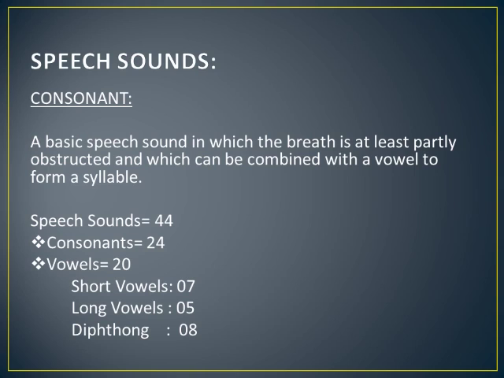As I told you earlier, speech sounds are divided into consonants and vowels. There are 24 consonants and 20 vowels. The short vowels are 7, long vowels are 5 and 8 are diphthongs. I will be covering consonants today.